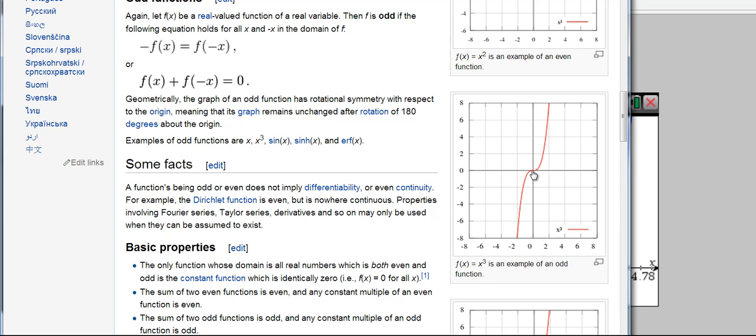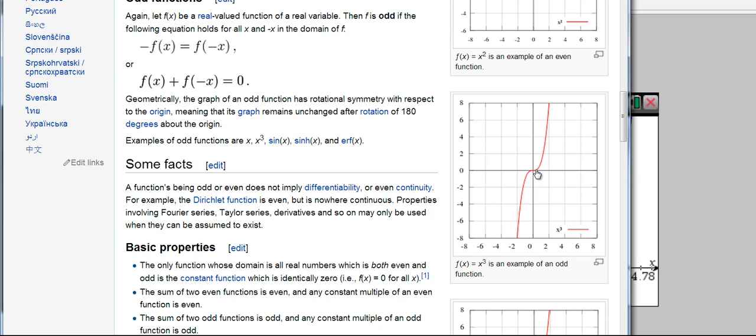Do you see the symmetry here? So basically, if we start from the origin, go up here, and rotate this 180 degrees, you will get this part. So geometrically, the graph of an odd function has rotational symmetry with respect to the origin, meaning that its graph remains unchanged after rotation of 180 degrees about the origin. Examples of odd functions are x, x cubed, sine x, etc.